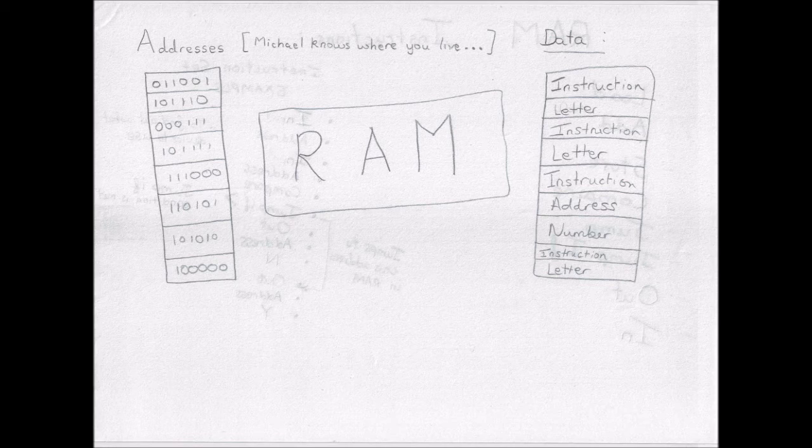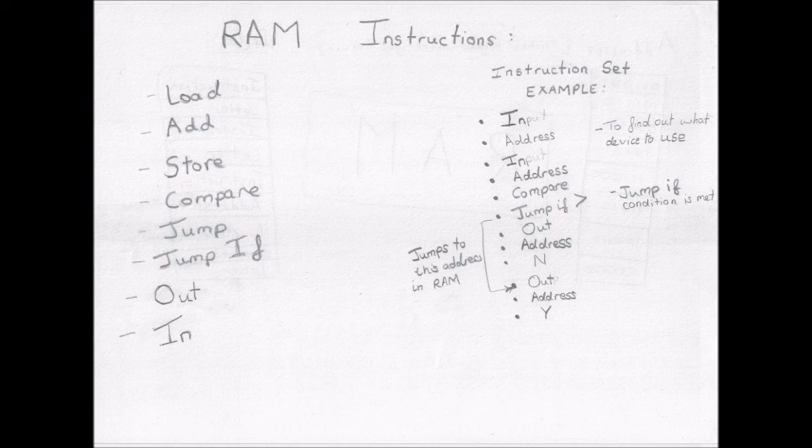Instructions can be used to make the CPU do specific things. For example, they could be used to make the CPU add two numbers together, or it could be used to make the CPU compare two numbers and act upon the comparison. The following are instructions that can be in RAM addresses.